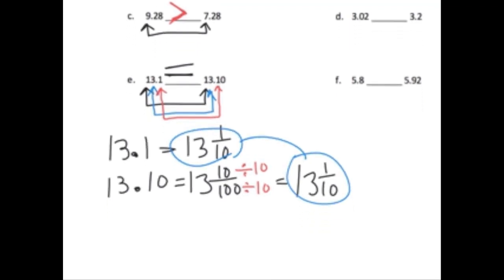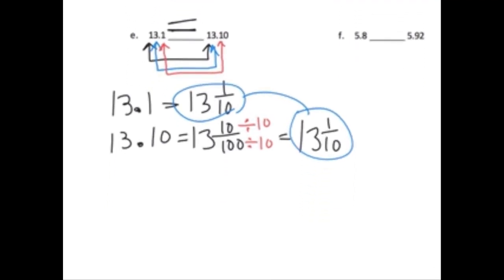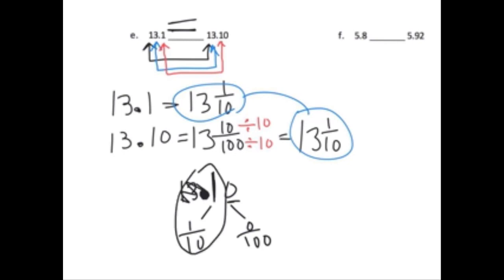Another way we could think of that, let's think of that 13 and 1/10. 13.10. What does this mean? Well, I'm going to ignore this portion right now. Let's just look at the decimal. That decimal says you have 1/10, and this means you have 0 hundredths. So 1/10, done. That's another way to show that it's equal to 13.1.